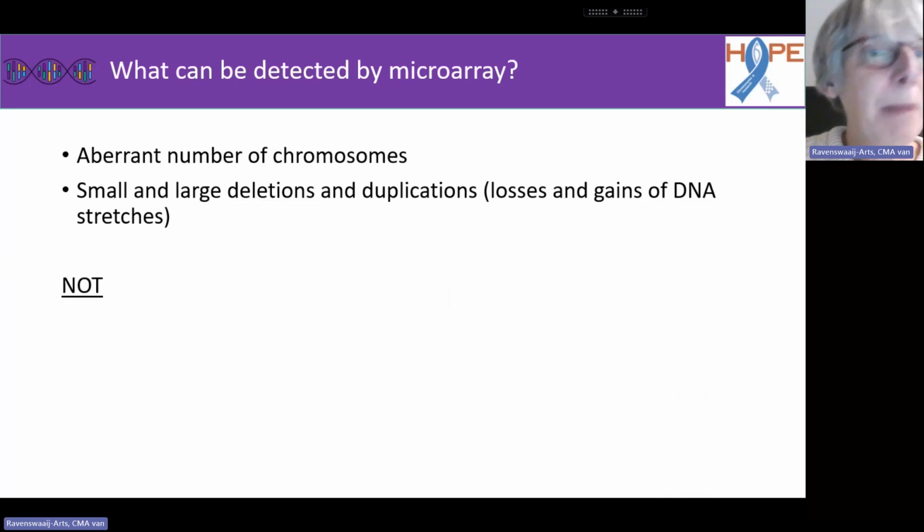So what can be detected by microarray? Not all genetic aberrations can be detected. What can be detected are an aberrant number of chromosomes, or small and large deletions and duplications, losses and gains of DNA stretches.